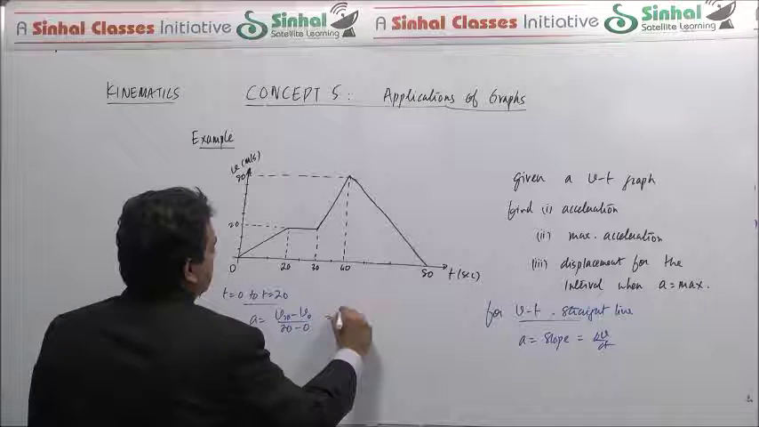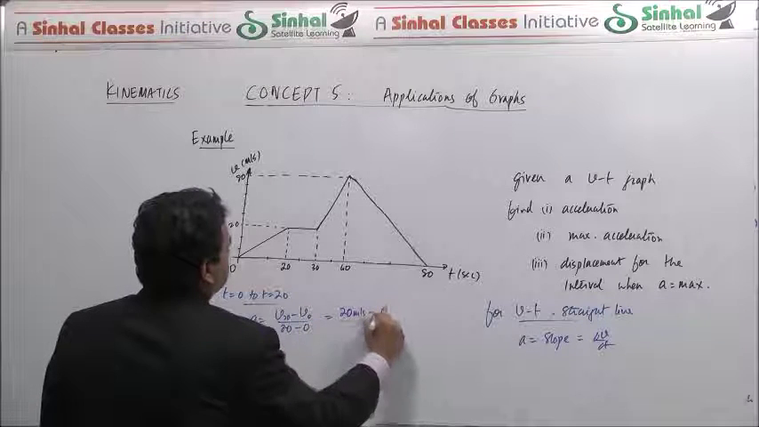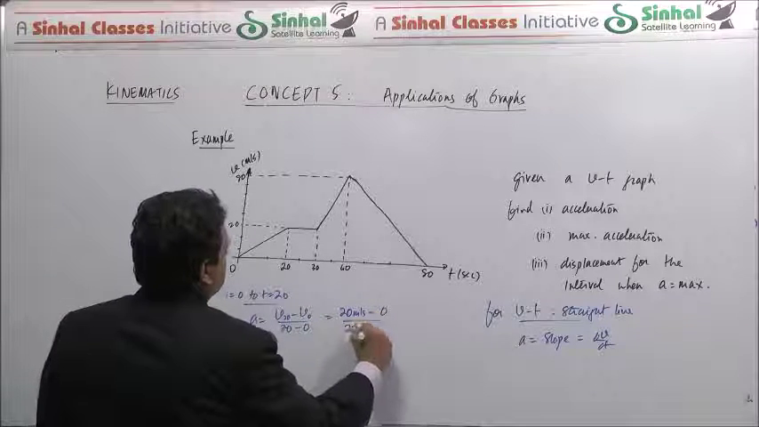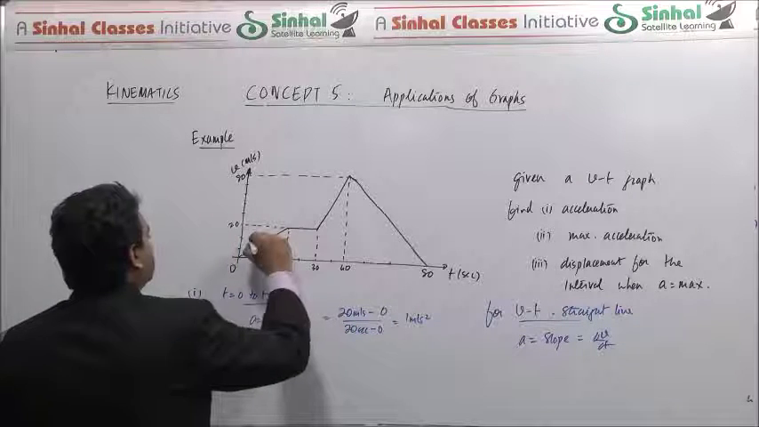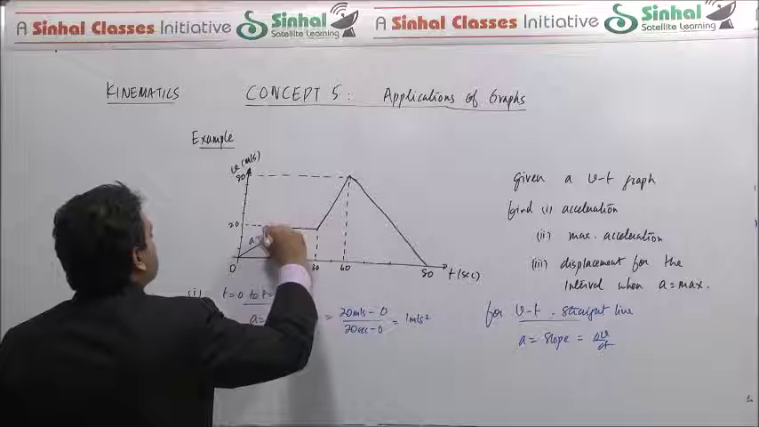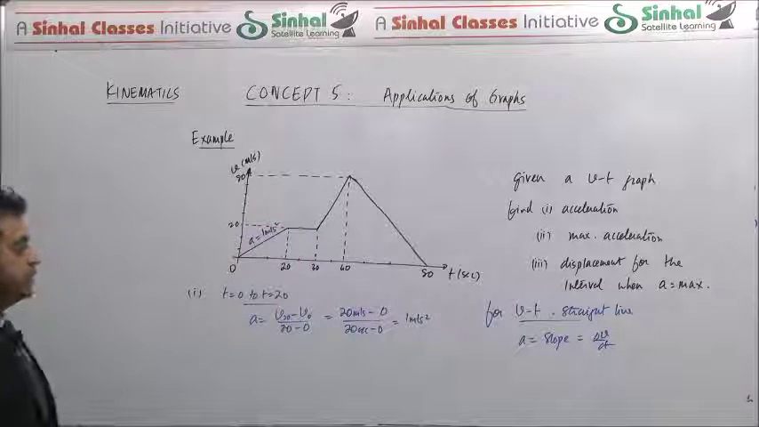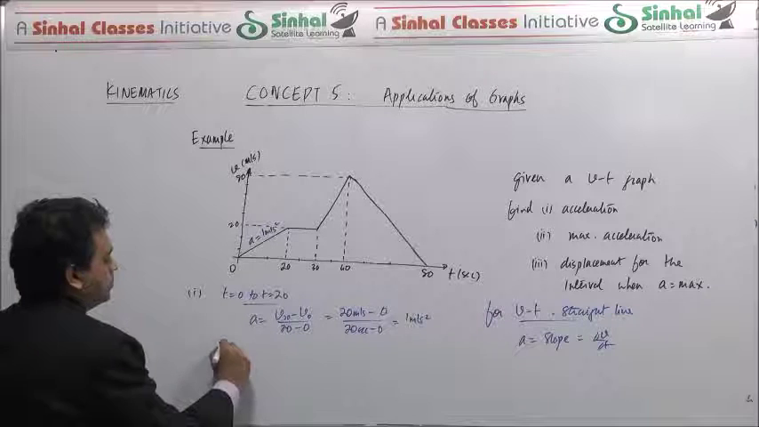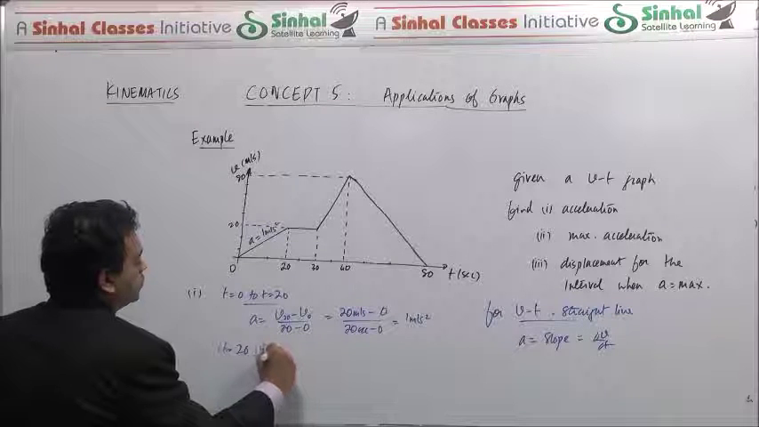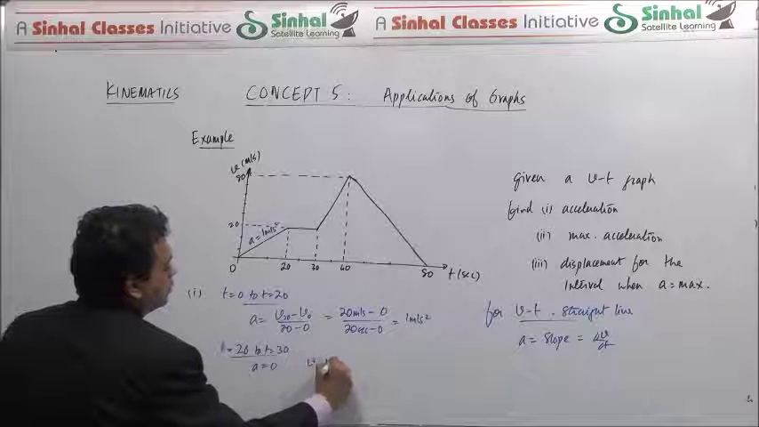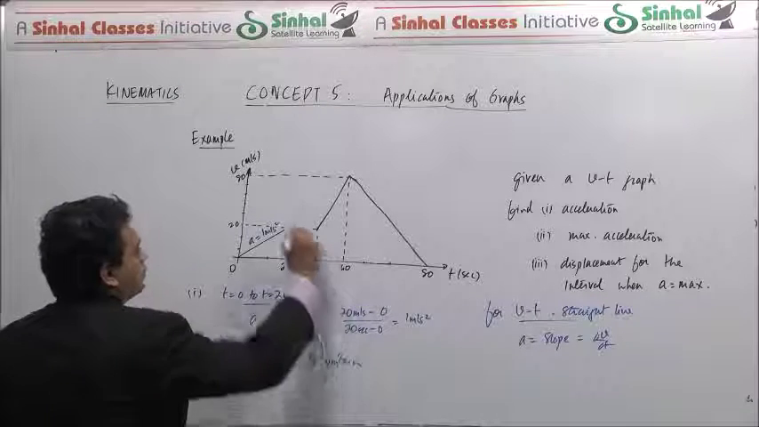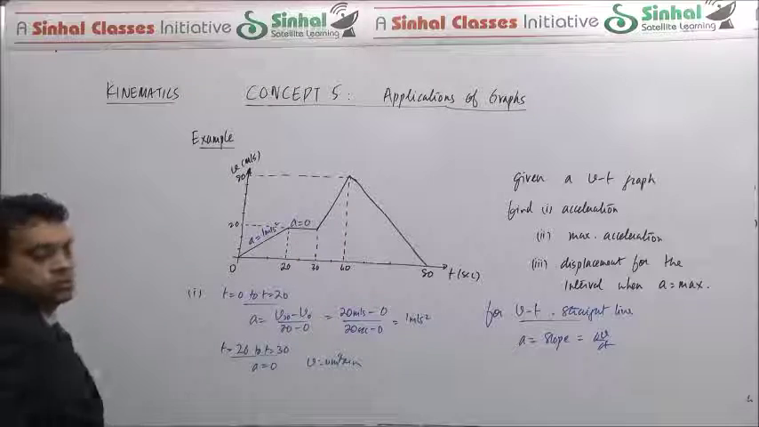So that is one meter per second. So at this interval you can see the acceleration is uniform and 1 meter per second square. Okay. Then from 20 to t equal to 30 you can see that acceleration is 0 because velocity is uniform. So in this interval we can see acceleration is 0.